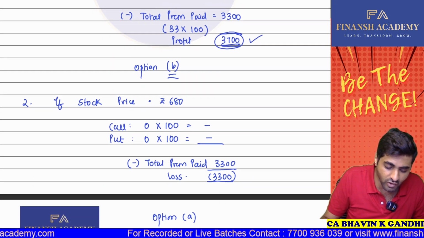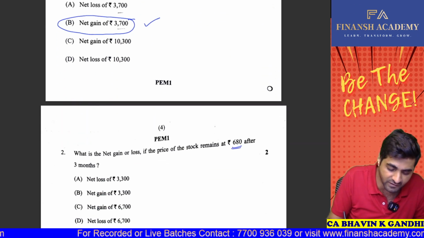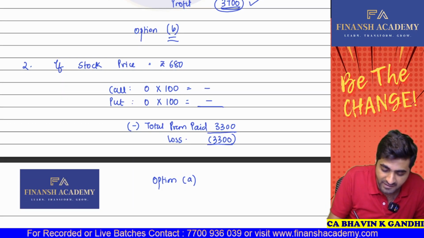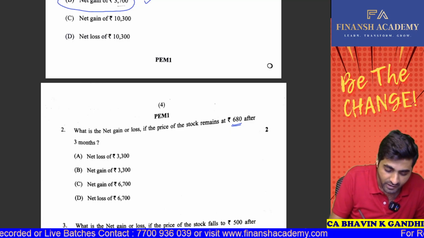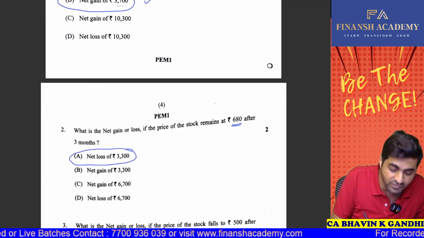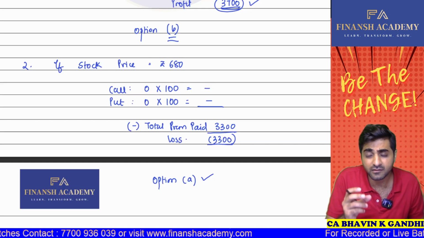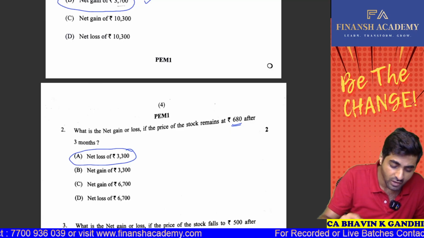Then the second part: if the stock price is 680 after 3 months, then what should be your answer? In this case, the answer is option A. There is a net loss of 3300. So this is your answer, and the solution is option A if the stock price is rupees 680.